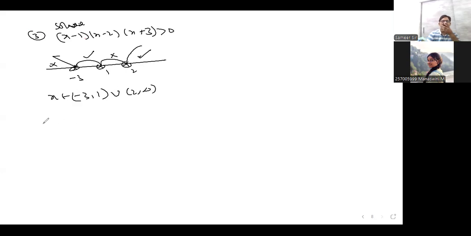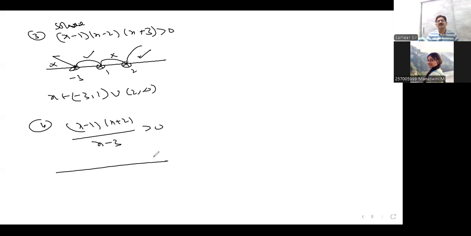Right? You can do this like this also, sir. X minus 1, x plus 2 by x minus 3. Suppose it is greater than 0. If greater than or equal to is there, you have to take care. If it is given like this and he said solve, you remember x minus 3 should not be equal to 0. Denominator should not be 3. So minus 2, 1 and 3.